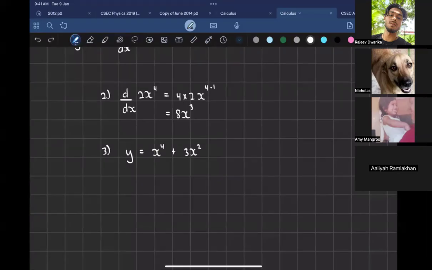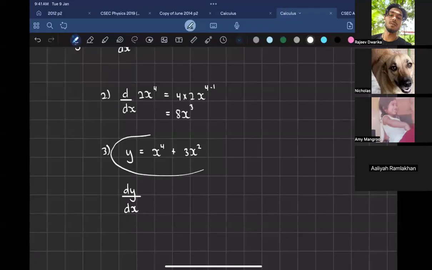So if I am differentiating this, it will be the change in y, because y is a function, with respect to x, because if I change the x values, the y value will change. So y is changing with respect to x. So I'm going to write dy over dx, because y is changing with respect to x.